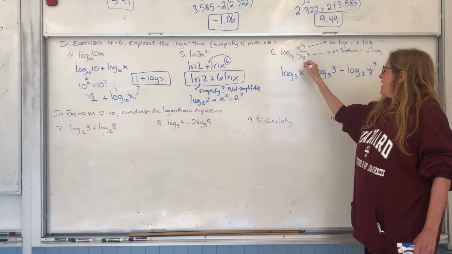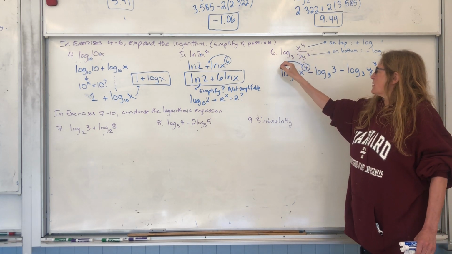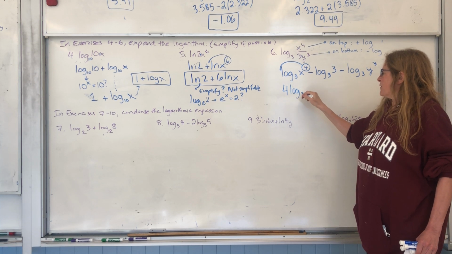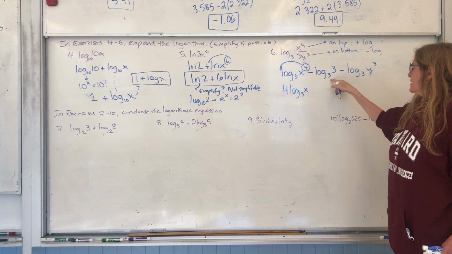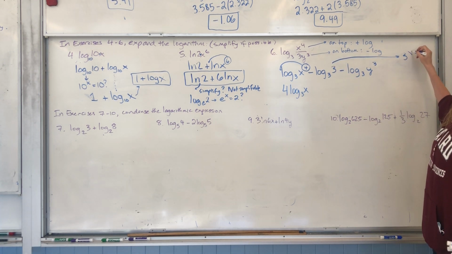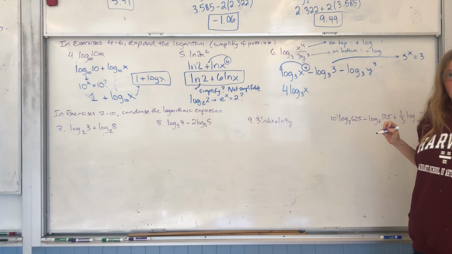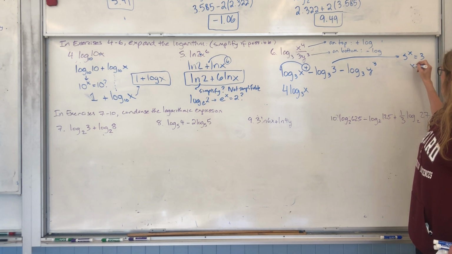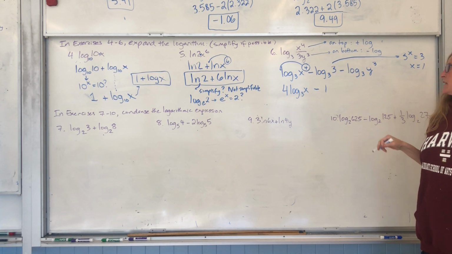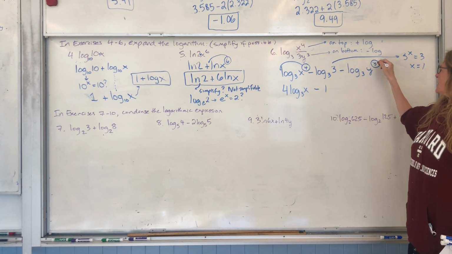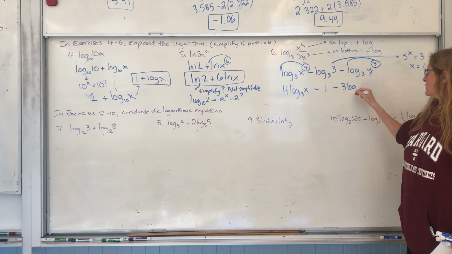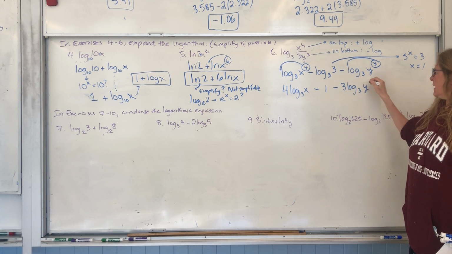So again, I'm going to put that 4 in front. This is saying 3 to what power equals 3? Well, that's rational, that's 1. So I can put a 1 right in here. The value of log base 3 of 3 is 1. And then with this, I'm going to move the 3 in front. And I'm done.